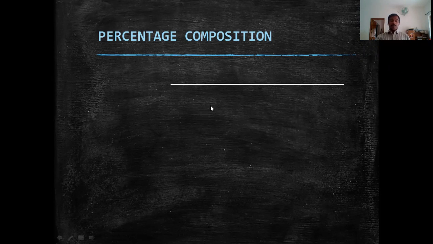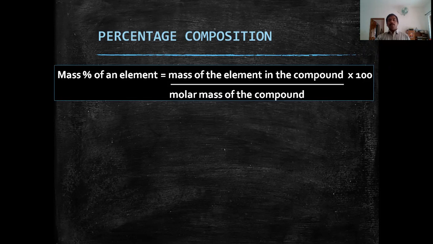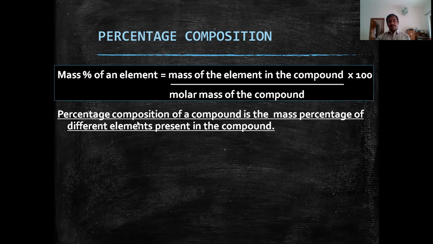How will you calculate the percentage of an element? Mass percentage of an element is equal to the mass of the element in the compound divided by the molar mass of the compound, into 100. So what is percentage composition? Percentage composition of a compound is the mass percentage of different elements present in the compound.